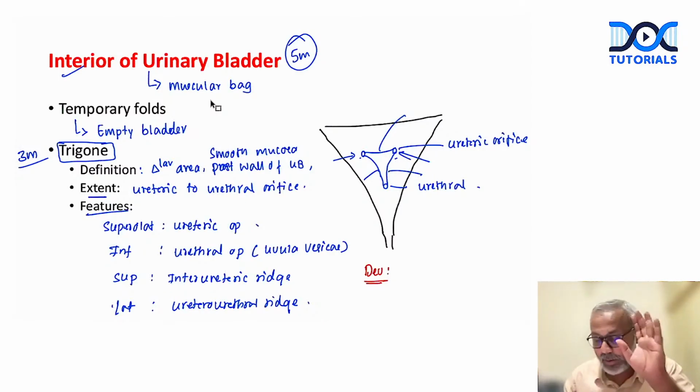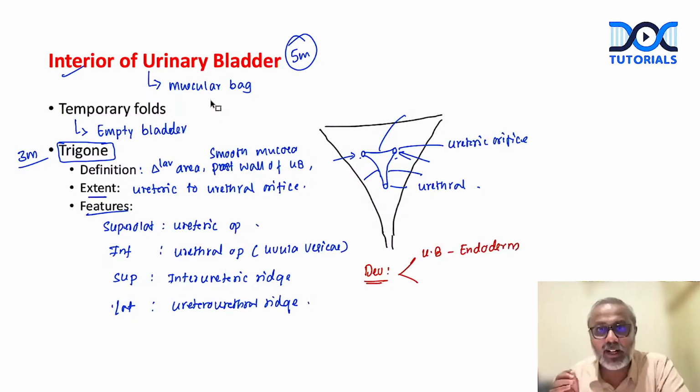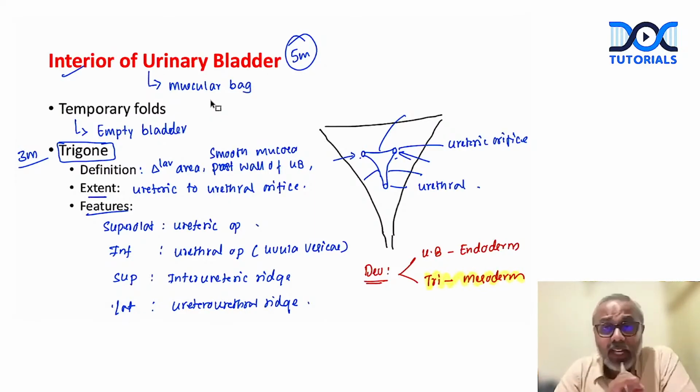What is it? Remember, the entire urinary bladder is derived from endoderm. Okay? The urinary bladder is a derivative of the endoderm, in fact, the cloaca, whereas the trigone is developed from mesoderm. Now this we need to highlight, right? The trigone of the urinary bladder develops from the mesoderm, from the absorbed parts of the mesonephric ducts.